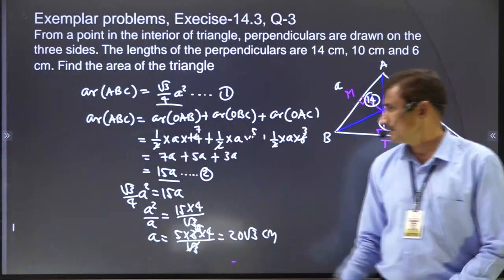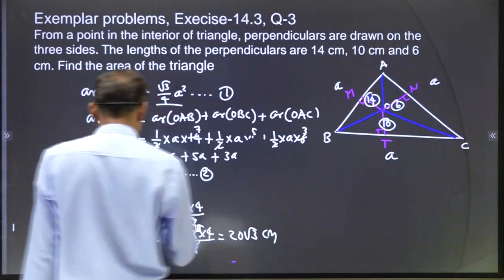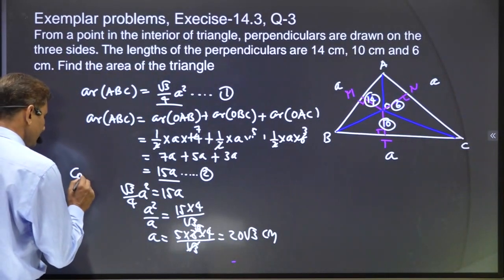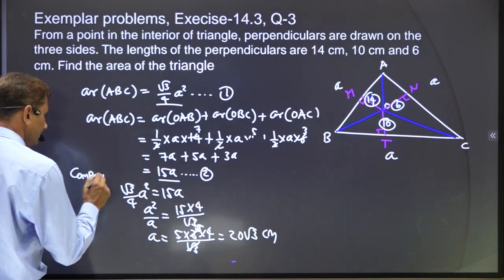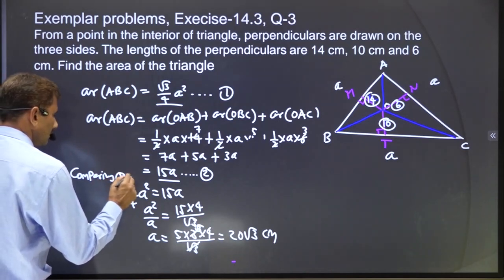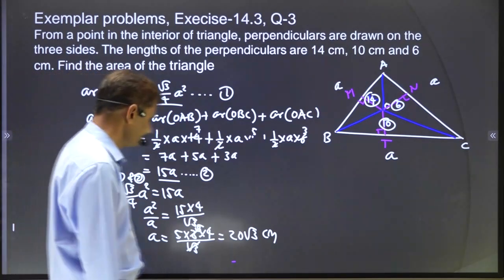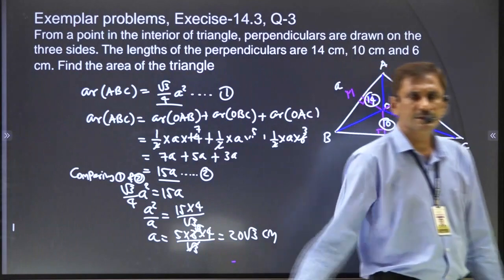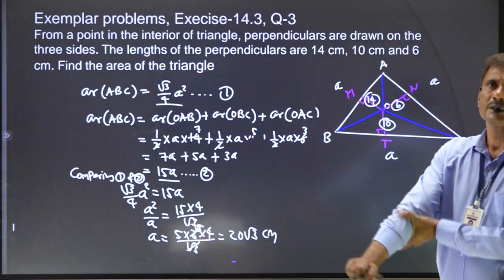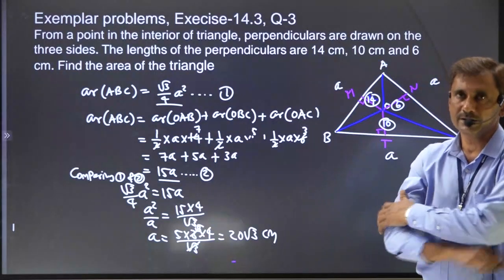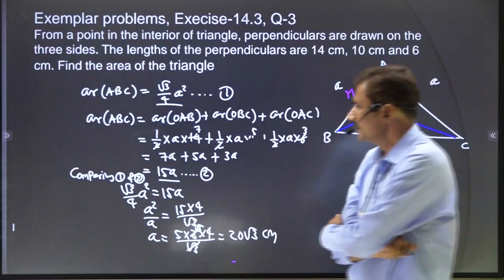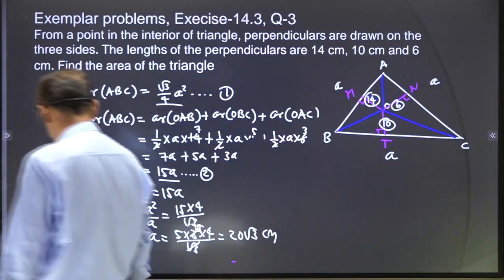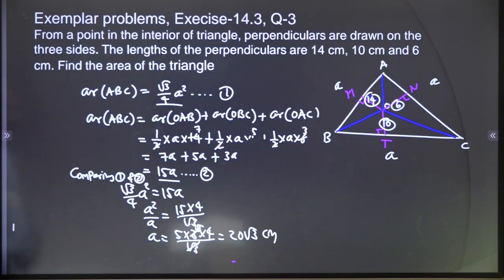Then we compare. Here you can write comparing 1 and 2. Then you can see I simplified and got A. A means the side of the equilateral triangle. Okay, so understand well. And if you want, you can take a screenshot also. Even though the solution is given, you should understand it well here.